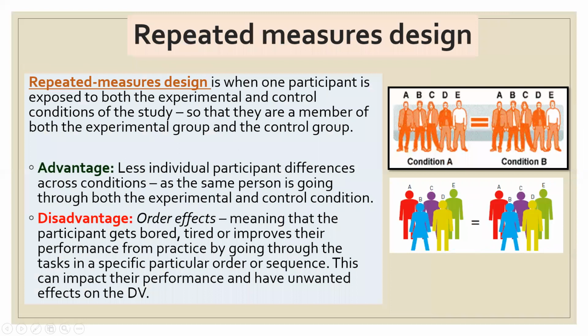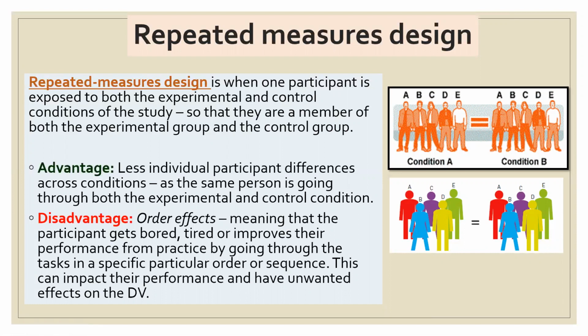Okay, the next design we look at is called a repeated measures design. Repeated measures design is when you've got the same participant going through both the experimental condition and the control condition. So that essentially means that the same person, or in this example person A, B, C, D, E, is a participant in both the experimental group and the control group. Essentially, in one trial or over 1 week, they might be exposed to the IV. The next week, they are not exposed to the IV.